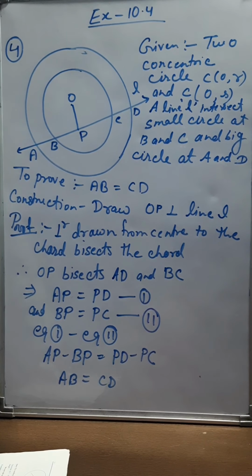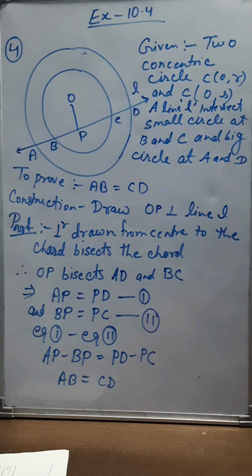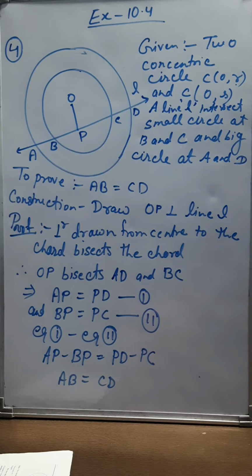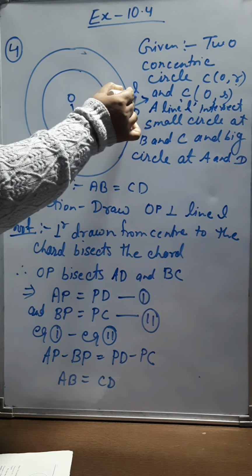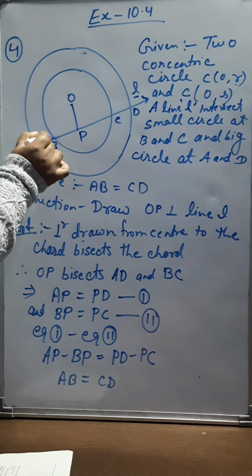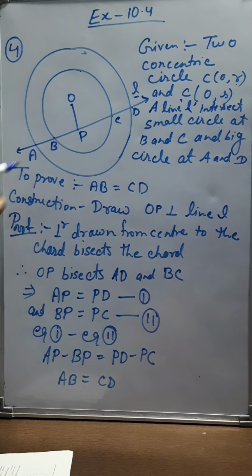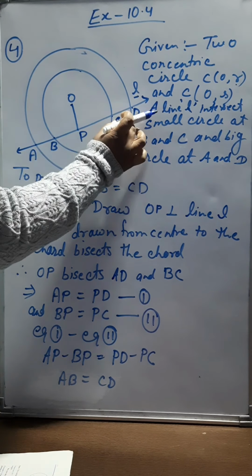Now see question number 4, which says that if a line intersects two concentric circles, circles with the same center, with center O at A, B, C and D, we have to prove that AB is equal to CD. So here we are given two concentric circles with center O and both are having different radii. We assume that the smaller circle is having radius R and the big circle is having radius S. A line L intersects the small circle at points B and C and the big circle at points A and D respectively. We have to prove that the segment AB will be equal to CD.